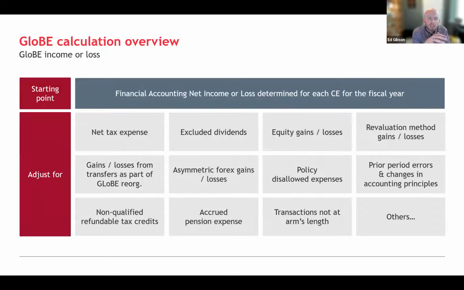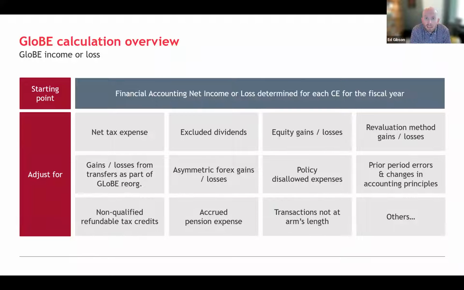The first thing that you need to do is to work out your GloBE income or loss. The starting point for that is your financial accounting net income or loss determined for each constituent entity for that accounting period. As a quick reminder, the fiscal year here is the accounting period of your ultimate parent entity. Financial accounting net income or loss is the net income or loss for a constituent entity before any consolidation adjustments eliminating intragroup transactions, that's used in preparing the consolidated financial accounts of the parent entity.